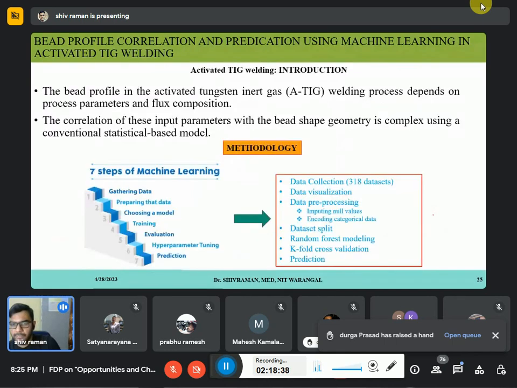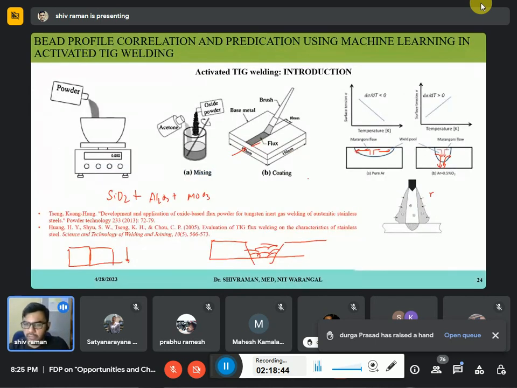So if you consider this problem of ATIG, when you are going for a full depth of penetration, your weld bead will look like this. So this is your depth of penetration D, and this is your width. If your depth of penetration is very high, your width will be less. Okay. So the bead profile will look something like this. It may shift toward one side.